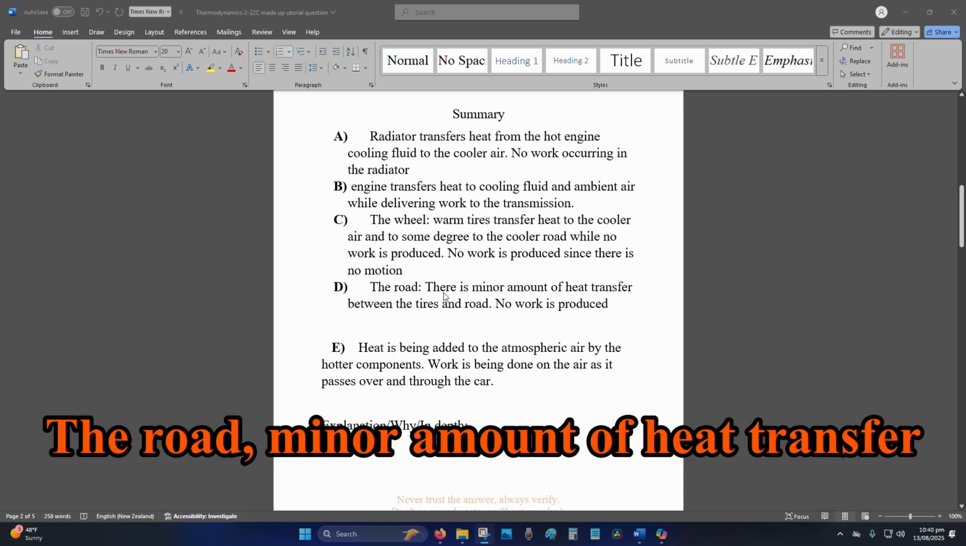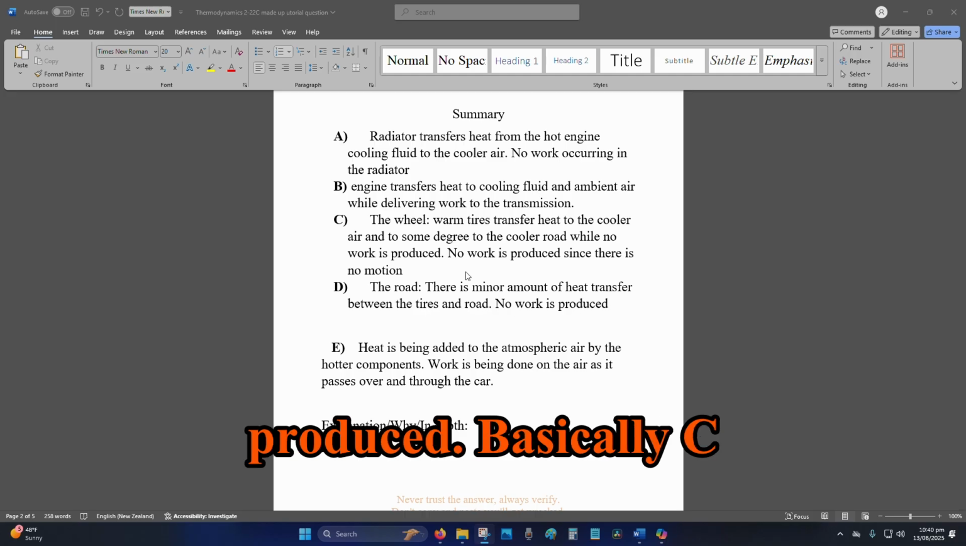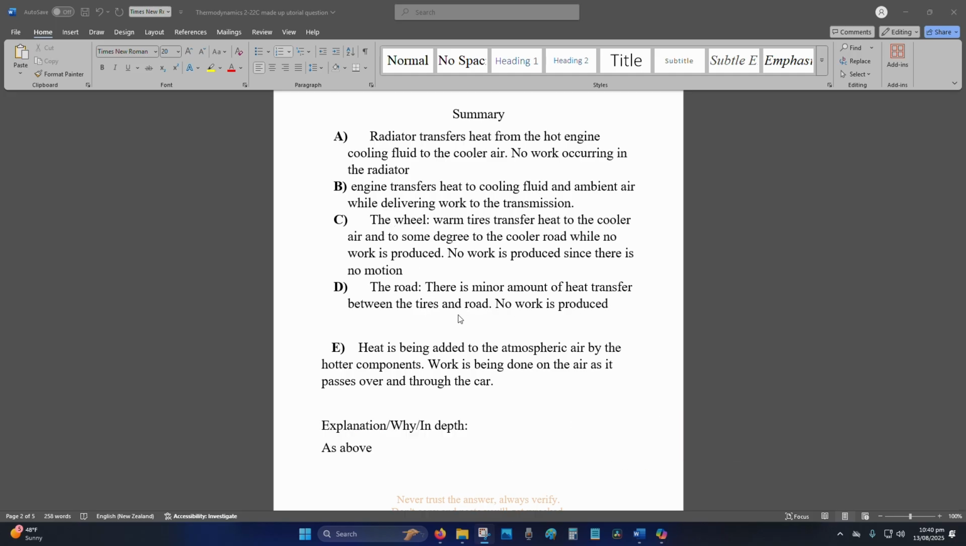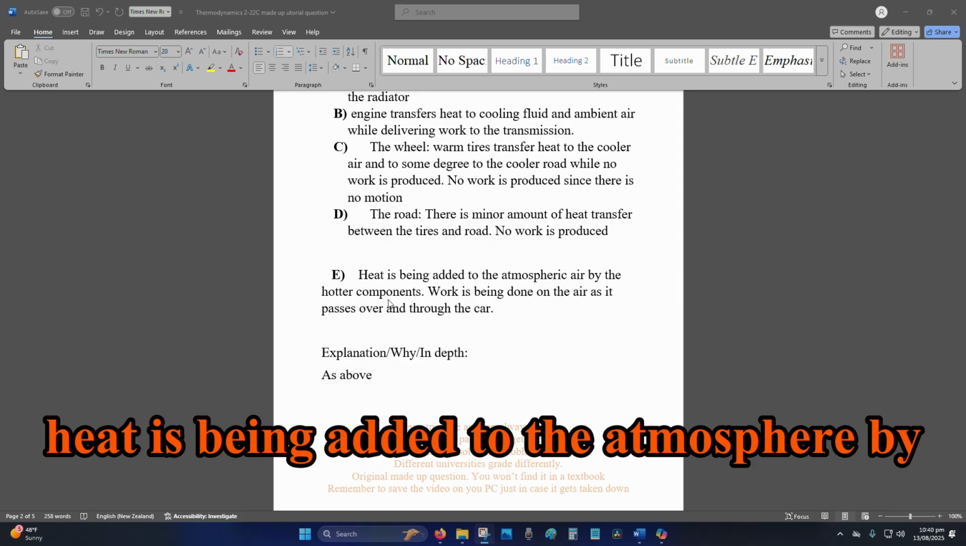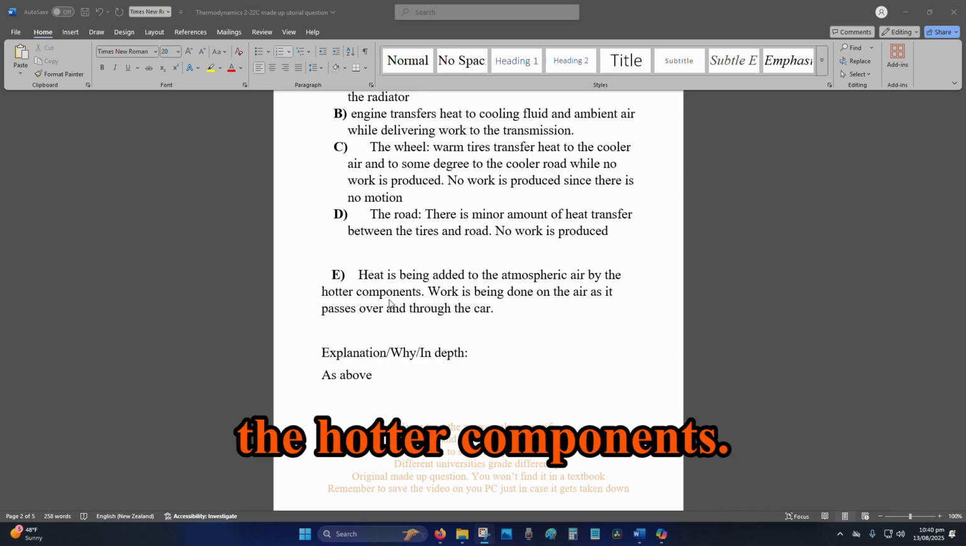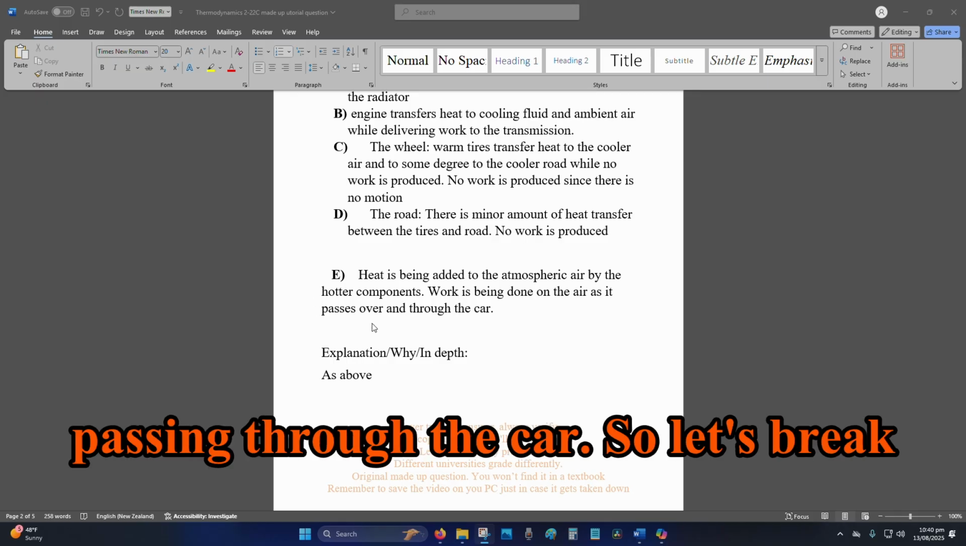The road, minor amount of heat transfer between the tires and road. No work is produced. Basically, C and D are linked together. Okay, E is the head scratcher, but basically, heat is being added to the atmosphere by the hotter components. Work is being done on the air as it's passing through the car.